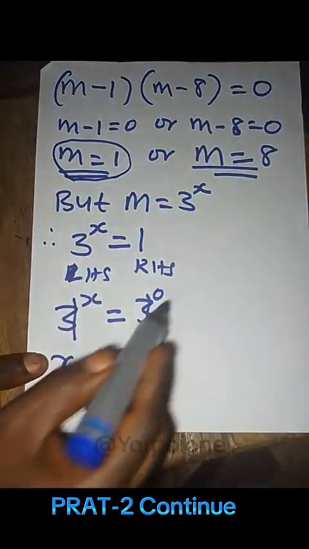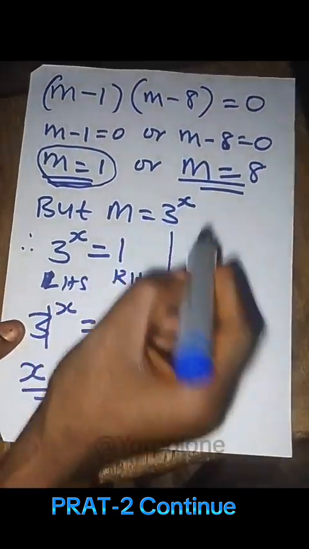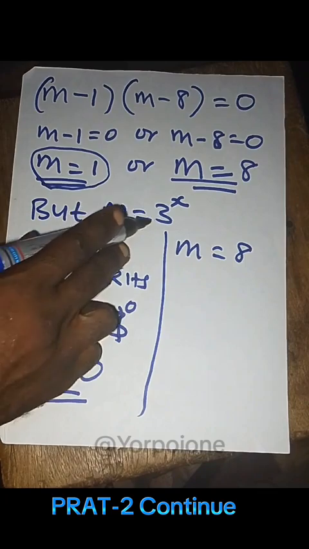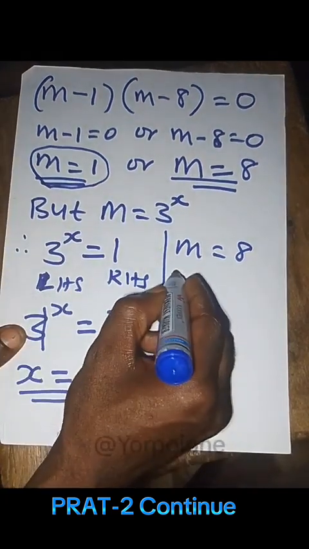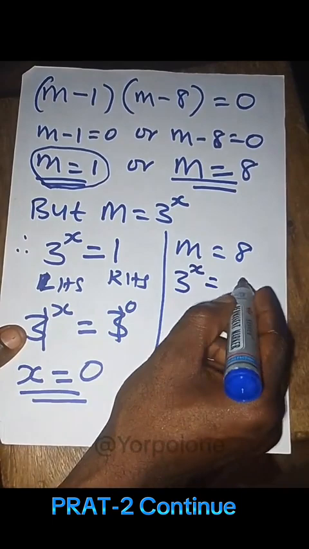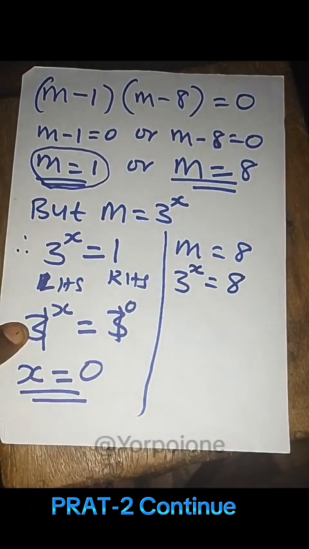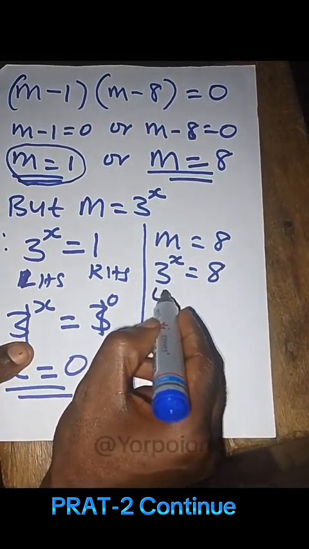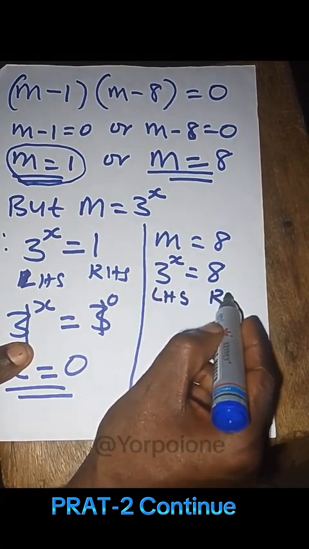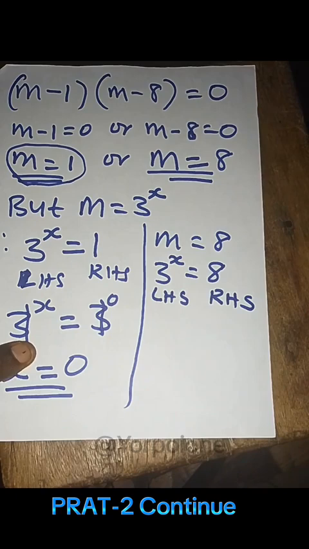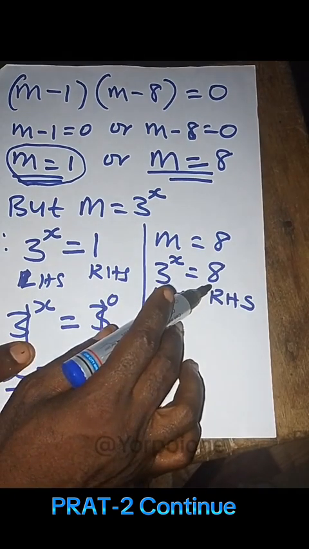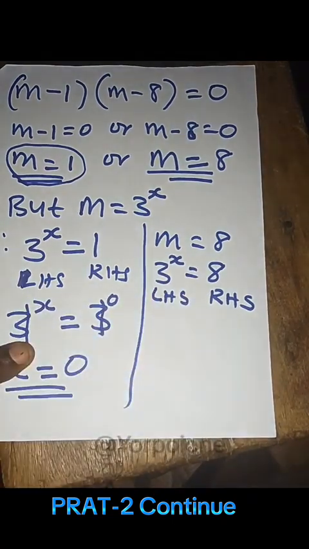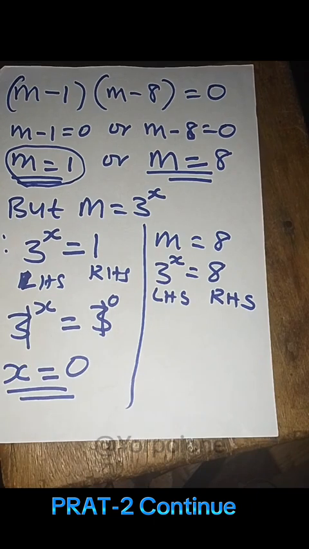So we want to again see here m is equal to what? 8. But we know the value for m is 3 to the power x. So therefore, 3 to the power x is equal to 8. Okay. So here again, we want to satisfy both the left and the right-hand side. This is the left-hand side. And here is what? The right-hand side. Okay. But if you can take a look at this, there's no way we can raise 3 to any power that can give us 8. So this is impossible.